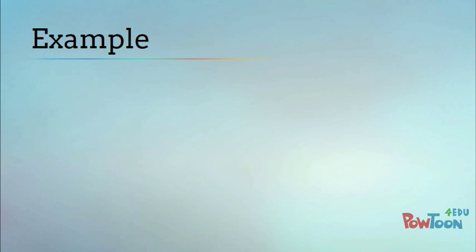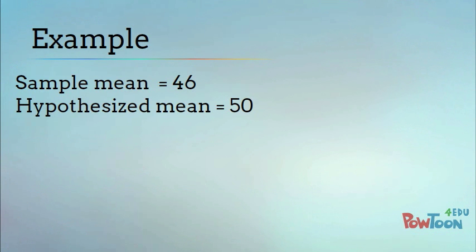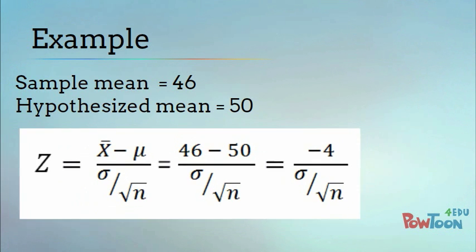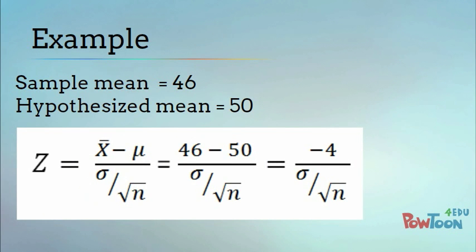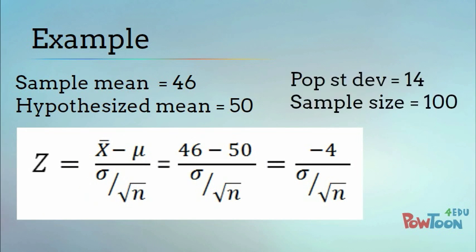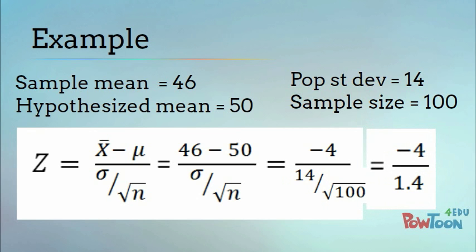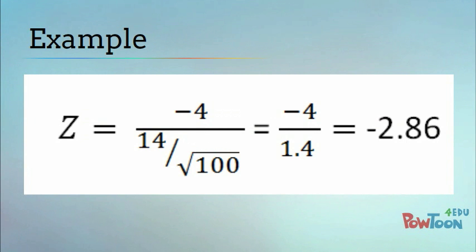For example, if x bar is 46 and the hypothesized mean is 50, the numerator is 46 minus 50, or negative 4. If the population standard deviation is assumed to be 14 and the sample size is 100, the denominator is 14 over the square root of 100, or 1.4. So z is negative 4 divided by 1.4, which is negative 2.86.